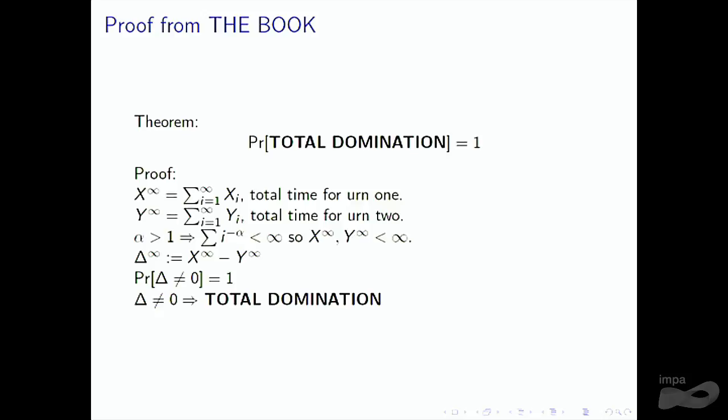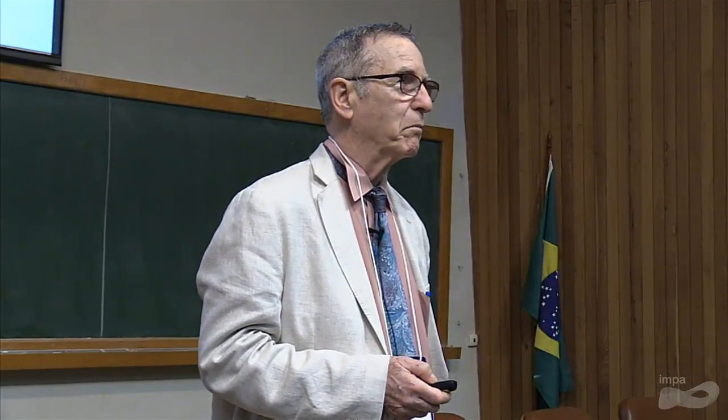And now here is the book proof that with probability 1, one of the bins will get all but a finite number of the balls, what's called total domination. This is not true in the Pólya-Eggenberger model, if you've studied that. But it is true as long as alpha is greater than 1. So once again, the result is with probability 1, at the end of the process, one of the bins has only a finite number of balls, and the other has an infinite number of balls.